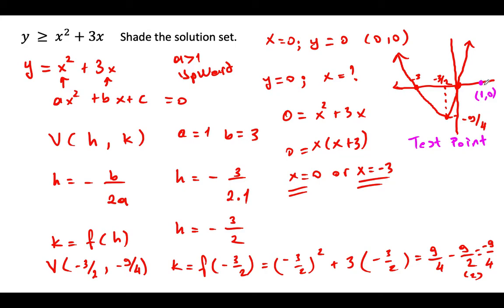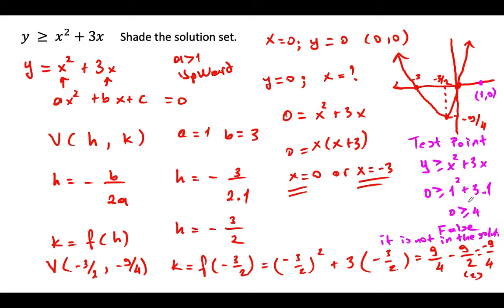Is this in the solution region or not? So to check this, I will use my original question, which is this. So instead of y, I will put 0. So it's clear that 0 is greater than 4. It is false. Since this is false, it is not in the solution. That means I will not shade the region which includes the 1, 0. I have to shade the region which does not include it. It means that this is inside of the parabola.